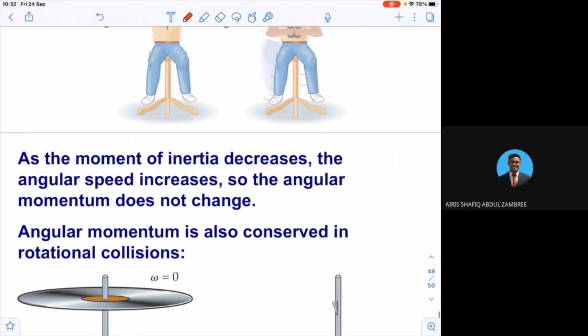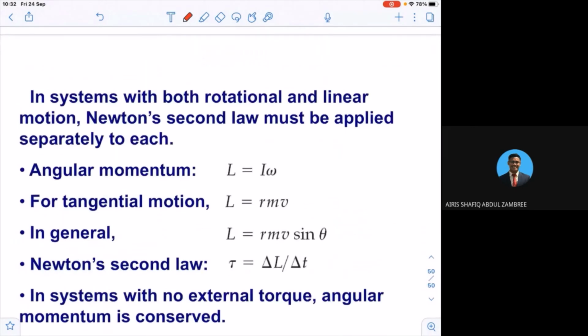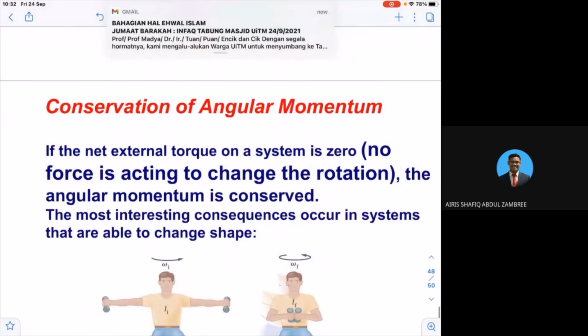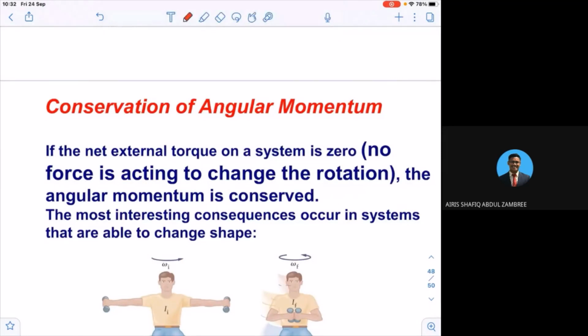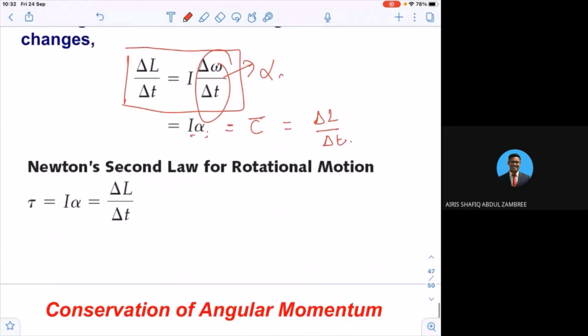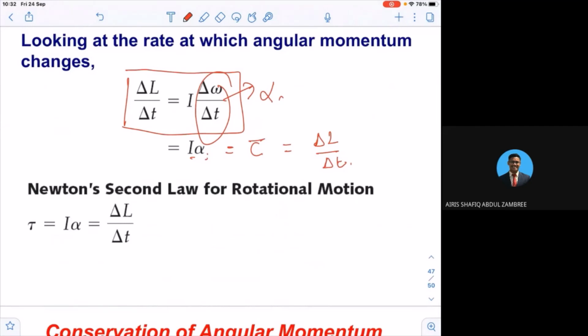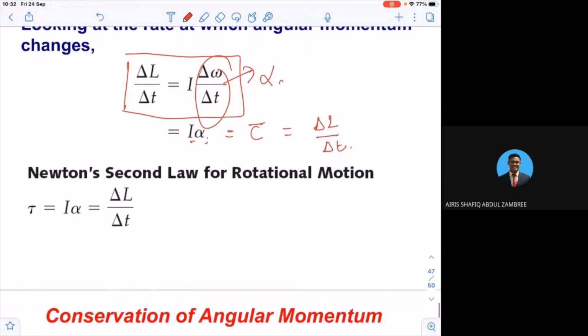Okay, and of course, in terms of conservation of angular momentum. So I think this is the last part of the topic, which is until the angular momentum.